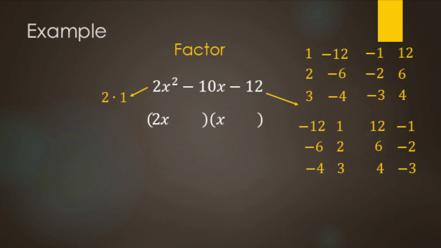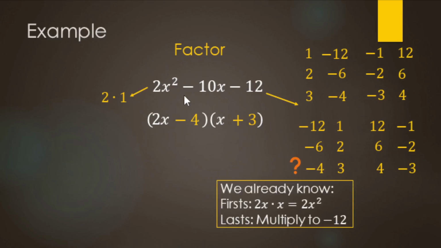Okay, so now we start making guesses. Our first guess could be negative 4, 3. So it'd be 2x minus 4, x plus 3. And now we re-FOIL to do our check portion. But here's the thing with guess and check: we already know the firsts are always going to multiply to make 2x squared. The lasts, any of these that we check, are always going to multiply to negative 12. So we're just checking the outers and the inners to see if they add up to make negative 10x.